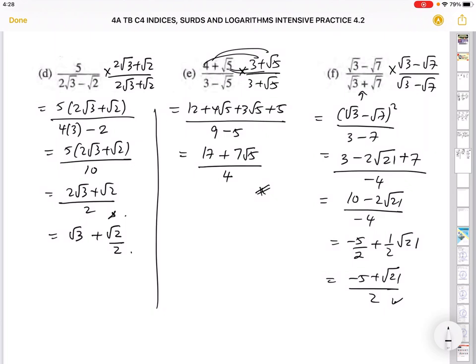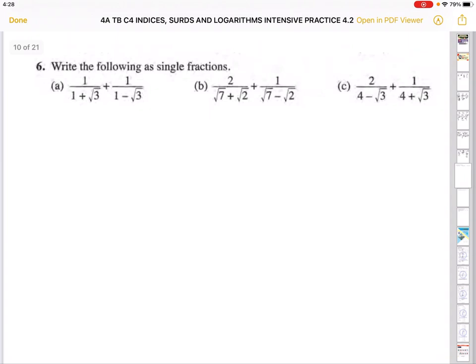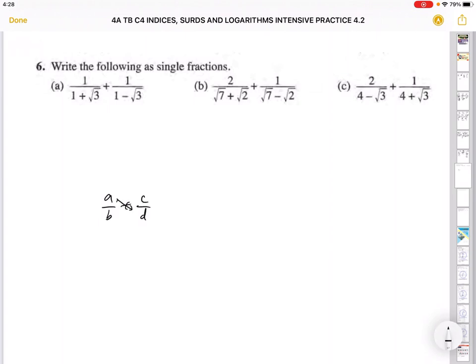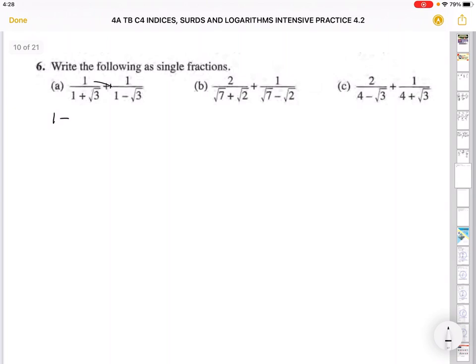All right, moving on to question number 6. Okay, now we want to simplify this as a single fraction. So remember, in fractions, to be able to add or subtract, you need to have the same denominator. It's like a over b plus c over d. So I take a times d, and then b times c, divided by b multiplied by d, right? Simple fraction, right? So we're going to do the same for this question. So 1, if I multiply with 1 minus root 3, I get 1 minus root 3. This is a 1 multiplied with 1 plus root 3, and my denominator will be 1 plus root 3, 1 minus root 3.